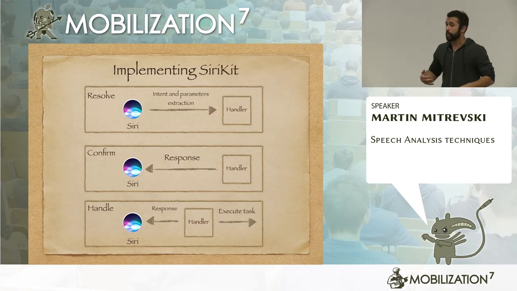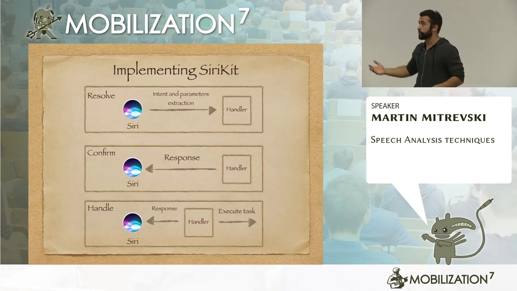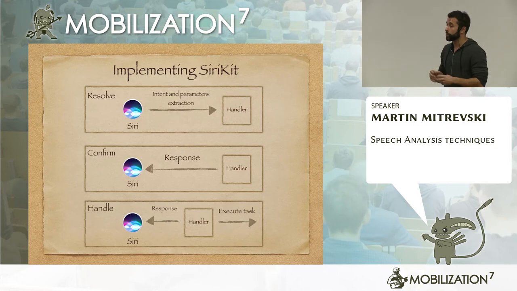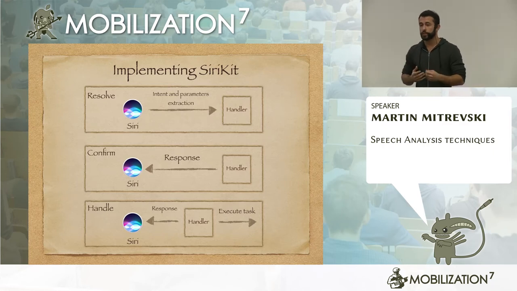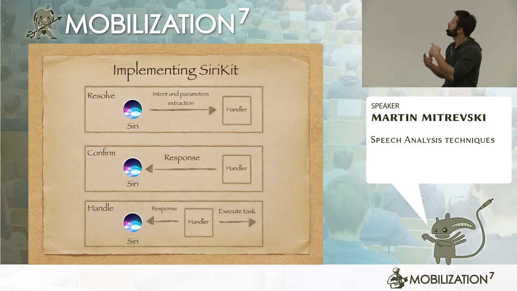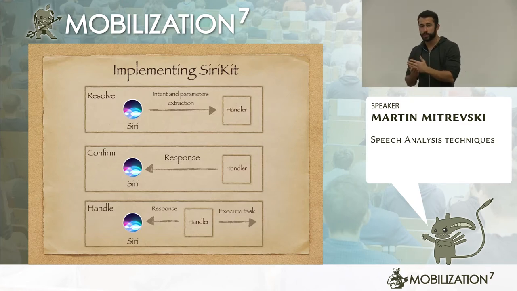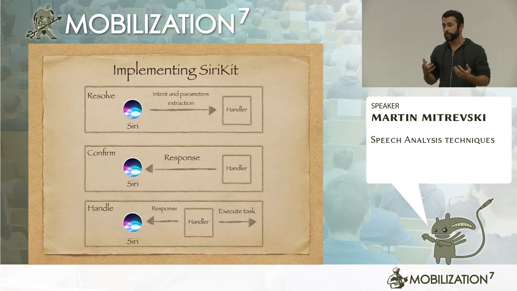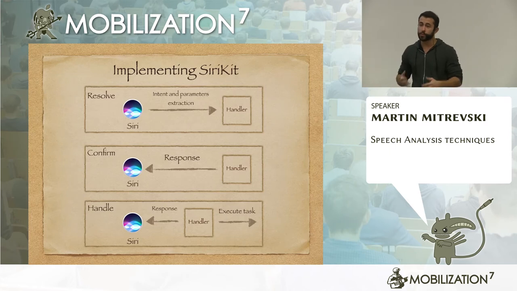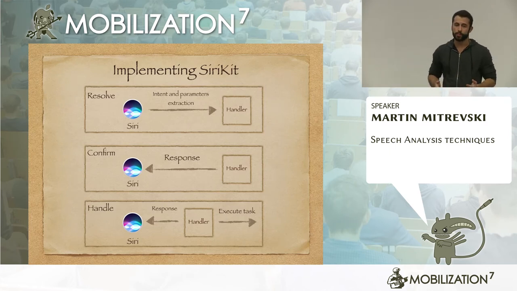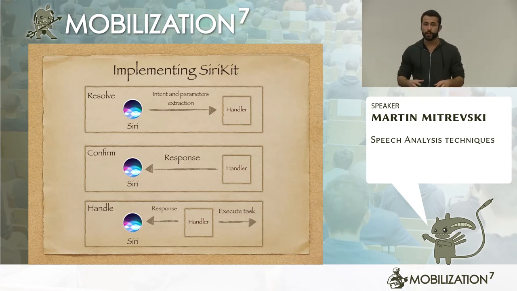So if they say, I want to go to Paris, then SiriKit, your app, will resolve that you need the starting location property. And in this step, you can tell Siri, oh, wait, I'm missing some information, and this is the starting location. And then Siri will ask this question to the user and provide you in the callback the missing value.